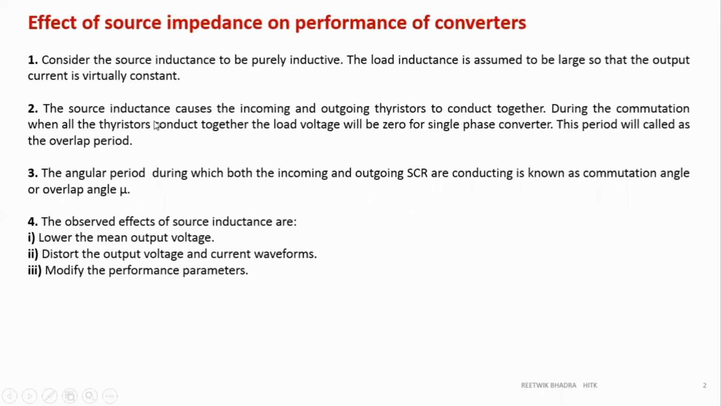What will happen because of this source inductance is that the incoming and the outgoing thyristors, what does it mean? That means the thyristors which are going to the on state are incoming and those which are going to the off state are said to be outgoing. So those incoming and outgoing thyristors conduct at the same time. If all the thyristors conduct at the same time, then it will create a short circuit of the source. So at that time the voltage will be zero, and the period during which this process occurs is known as the overlap period. Why overlap? Because the thyristors are conducting at the same time.